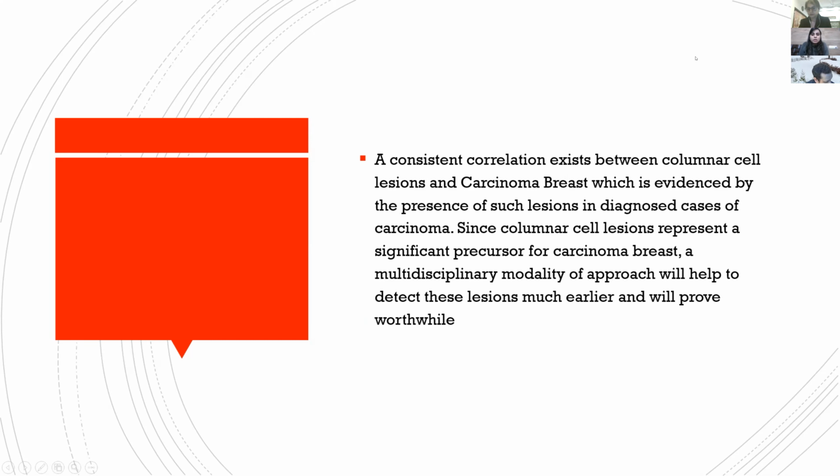A consistent correlation exists between columnar cell lesions and carcinoma breast, which is evidenced by the presence of such lesions in diagnosed cases of carcinoma. So what we have found, if you are doing a study of carcinoma, is that columnar cell lesions are a precursor lesion for carcinoma. Since columnar cell lesions represent a significant precursor for carcinoma breast, a multidisciplinary approach will help to detect these lesions much earlier and will prove worthwhile. Next slide, please.